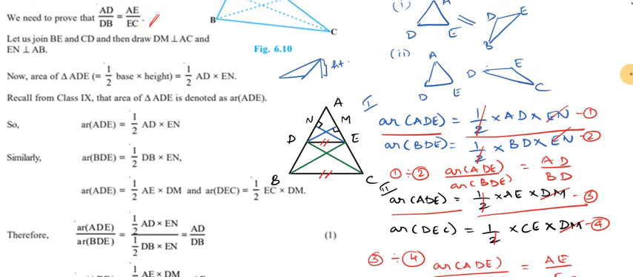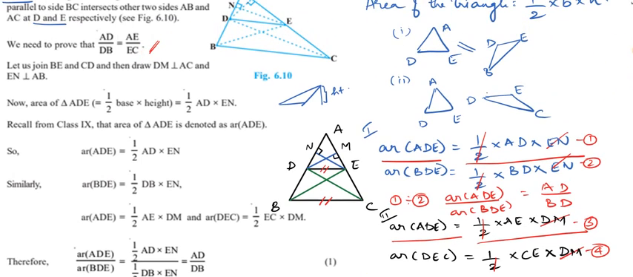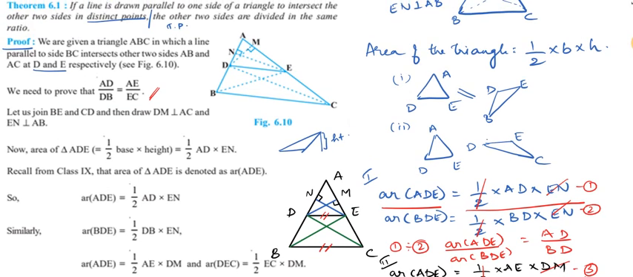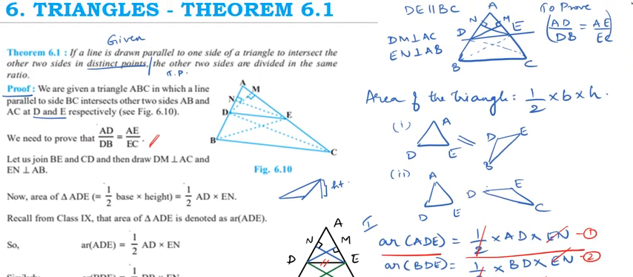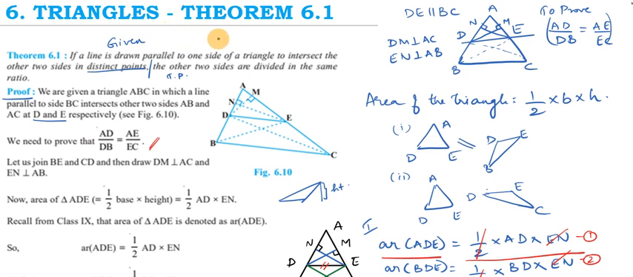Got it? So from this we are able to prove theorem 6.1. This theorem is also called the basic proportionality theorem or the Thales theorem. So you need to remember these names also. Basic proportionality theorem or the Thales theorem.